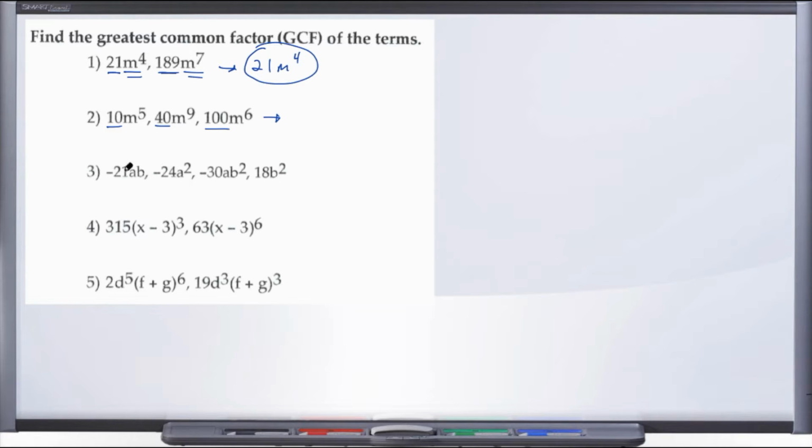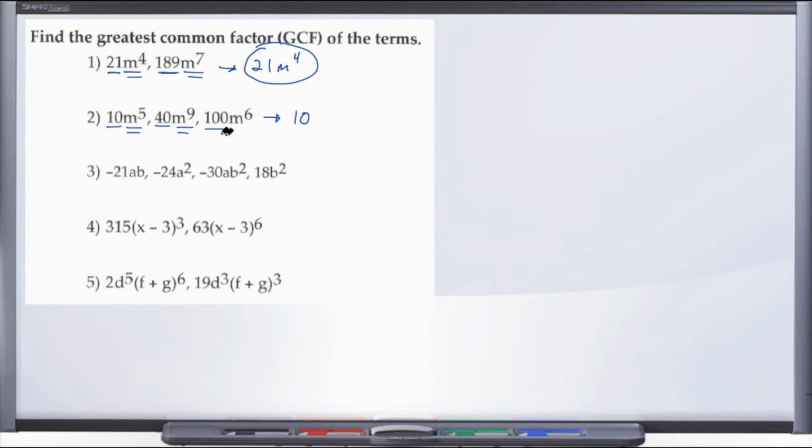How about 5? Well, we know 5 goes into each of these, right? Because each of these numbers ends in a 0. But again, is it the largest number? No, I don't think so. However, how about 10? Well, 10 goes into itself, certainly, 1 time. 10 goes into 40 4 times. And 10 goes into 100 10 times. So there we have it. Our number is 10.